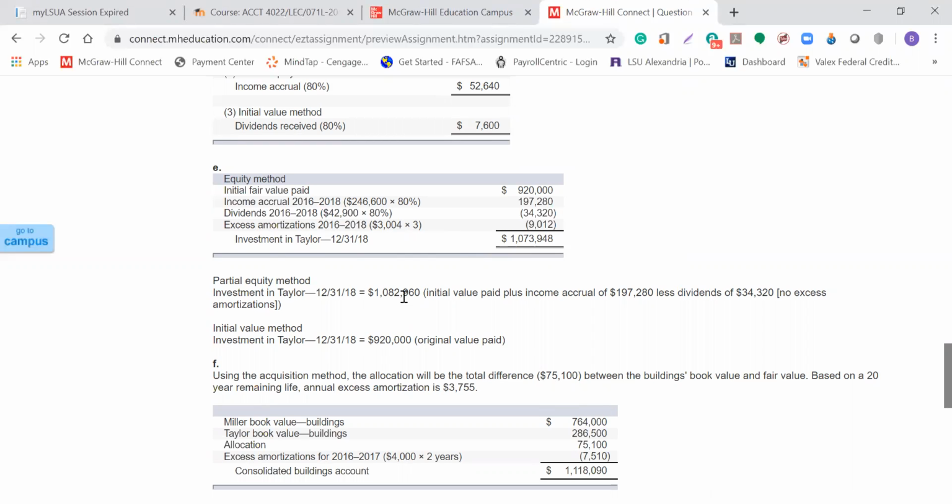Under the partial equity method, the investment by Taylor is the initial value paid plus accrued income of $197,000 less the $34,320. There are no excess amortizations. Under the initial value method, again, it's your original price paid.